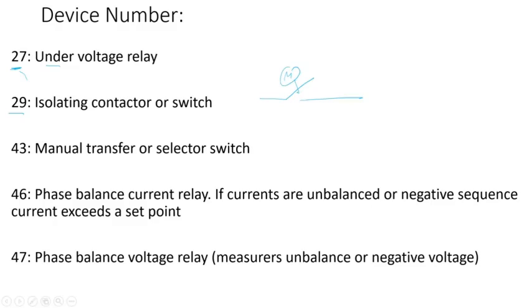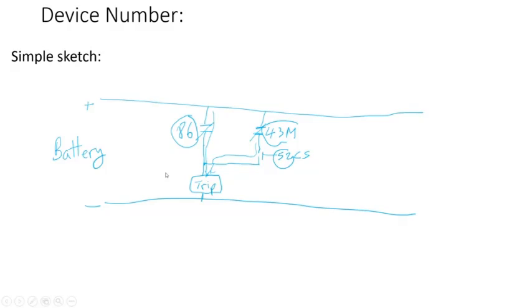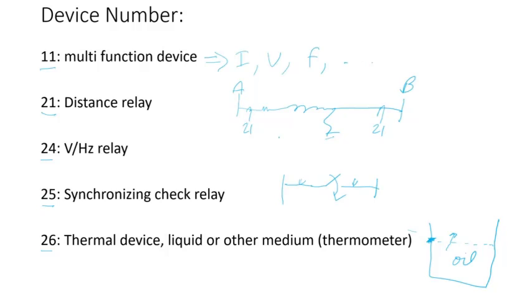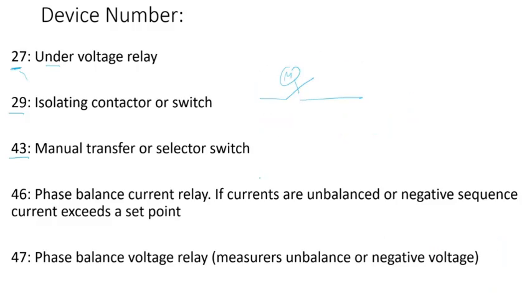Motor operator basically to control the switch, open it or close it. 43 is a manual transfer or selector switch. In the example that I started with in my sketch, I showed the sketch with 43. So basically, you could have this switch with a position that says manual, or another position that's auto or automatic, and you would turn the knob to which position you want to actuate.